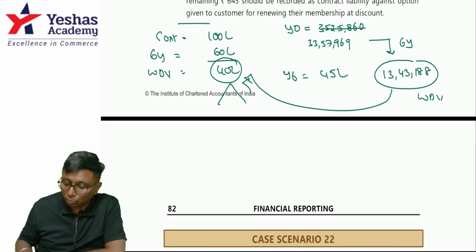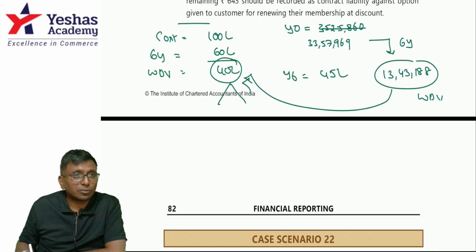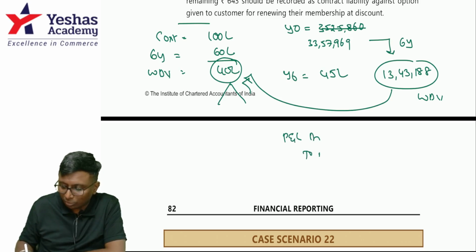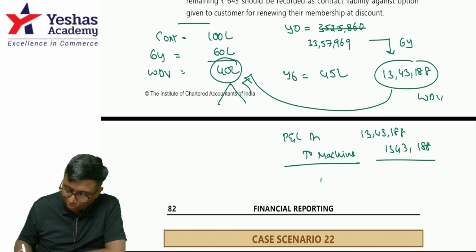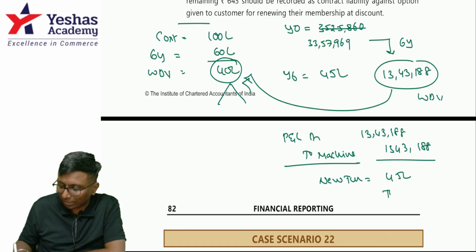So now what am I supposed to do? First you have to charge off this one, because it is useless. Breakdown has happened. So debit P&L account, credit machine account, 13,43,188. This is charged down. Now, are you supposed to capitalize the new turbine? Yes. New turbine account debit 45 lakh rupees to bank, 45 lakh.